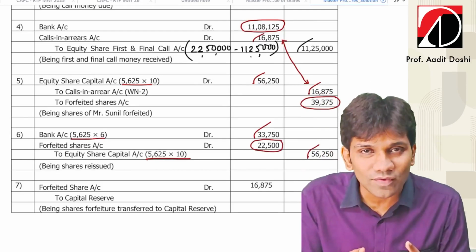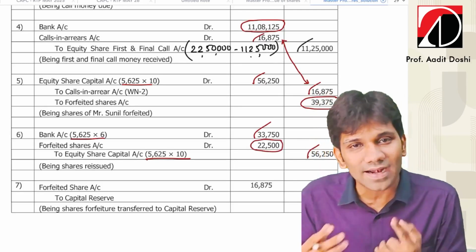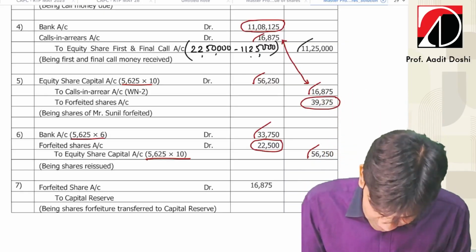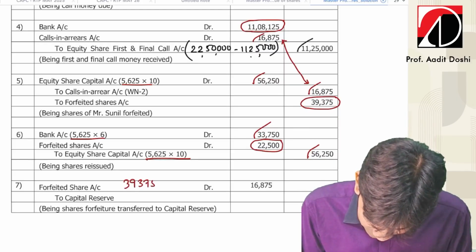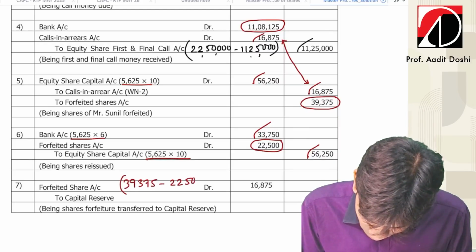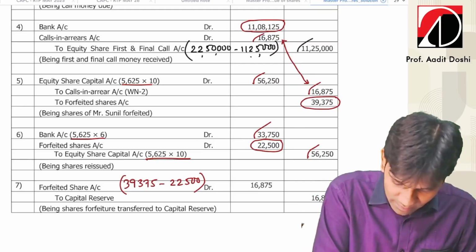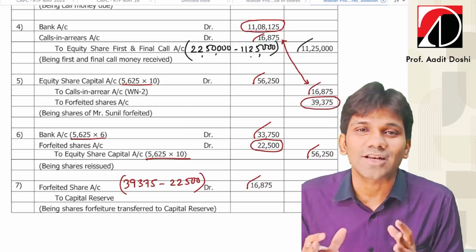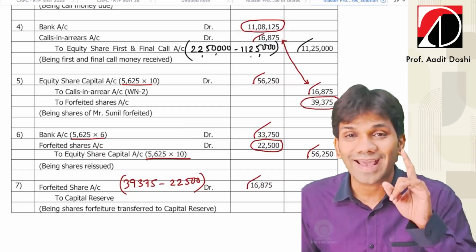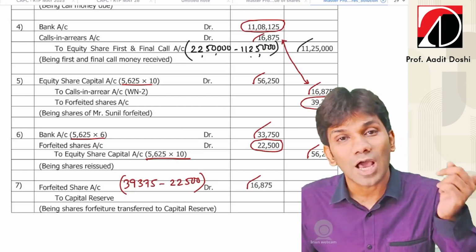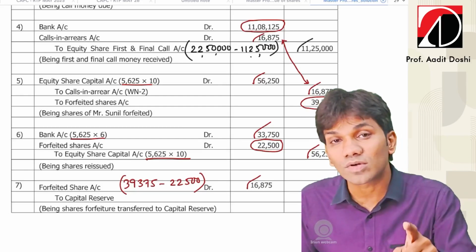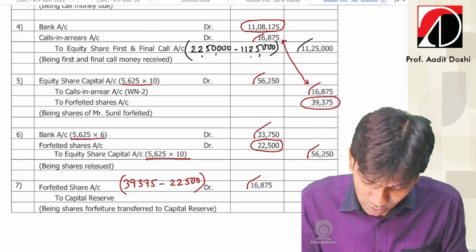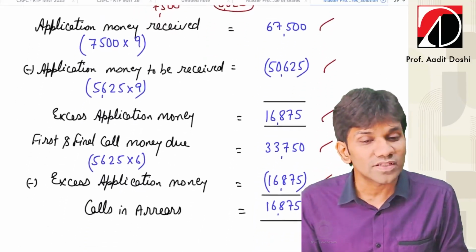Whenever shares are forfeited and reissued, one compulsory entry we need to pass: share forfeiture account debit to capital reserve. When I forfeited his shares, there was a gain of 39,375, and when I reissued his shares, there was a loss of 22,500. 39,375 minus 22,500, 16,875 is the gain to the company. Being balance in forfeited shares transferred to capital reserve. This was an exclusive sum on oversubscription along with calculation of calls in arrears, where the shareholder was not directly allotted shares; he applied for some, so the working note of how many were allotted is very important, followed by forfeiture and reissue.